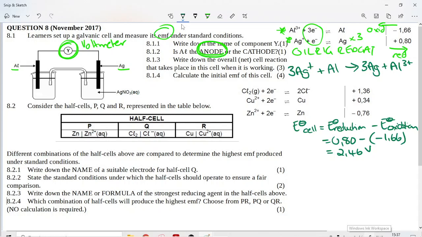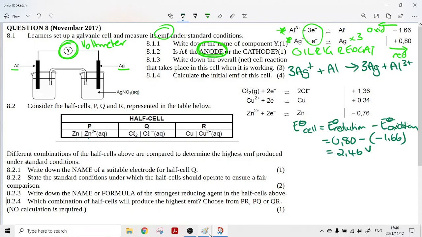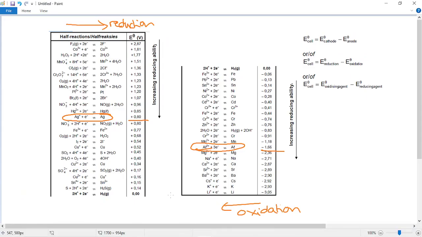Now it says to you, consider the two half cells PQR represented in the table below. So we've got zinc and zinc 2+, chlorine and the chloride ion, and copper 2+. So the first thing you do is you go back to your little table and you start looking for all of these on the table. Here is the chlorine reaction.